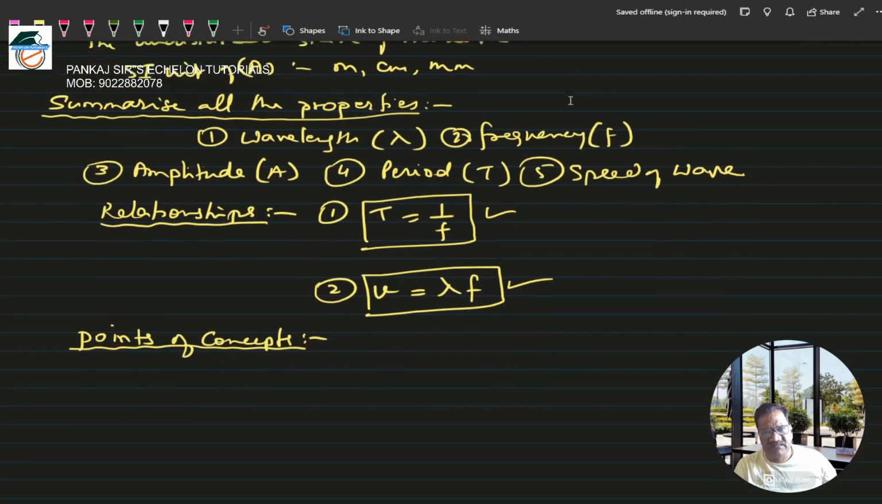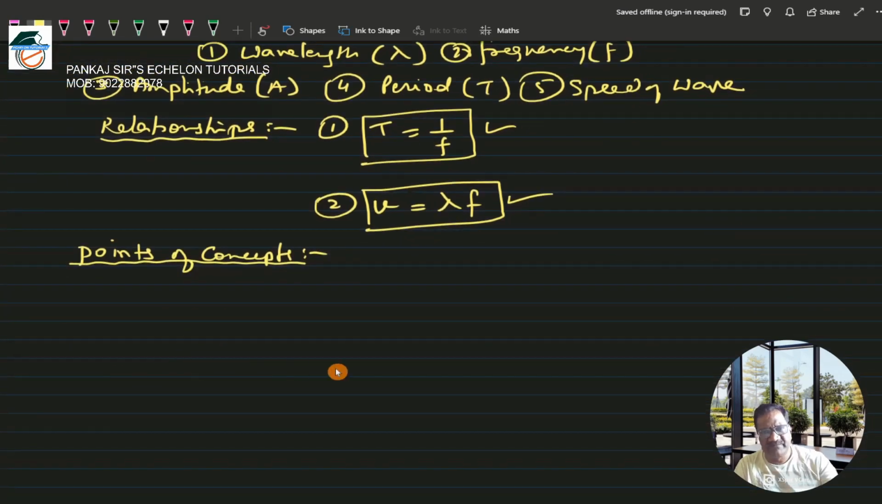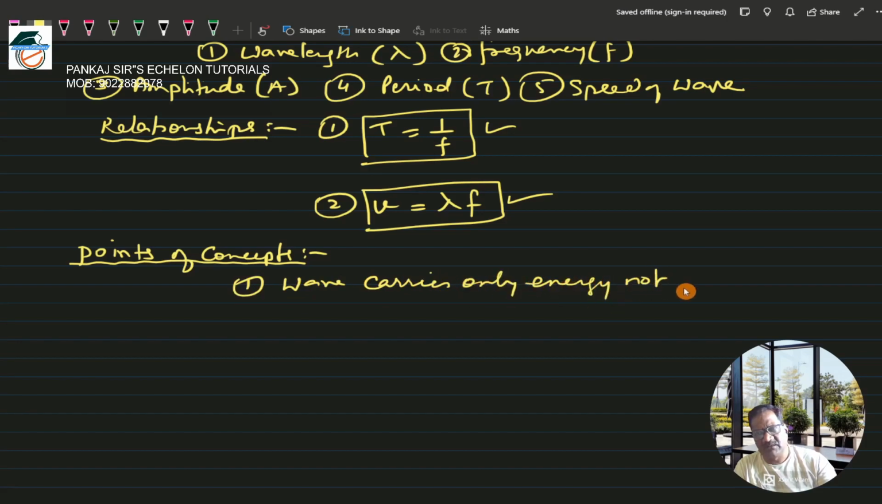These two points are: number one, a wave carries only energy, not the matter. This is very important. The wave will carry only energy from one place to another place, but it will not carry the matter along with it.